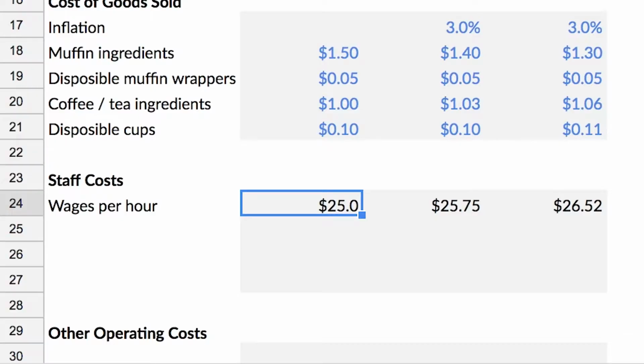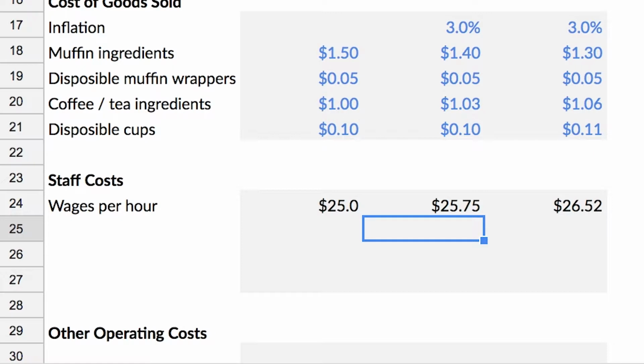What are some of the inputs we'll need for our staff costs? First thing I can think of is wages per hour. So what's it going to cost us to pay each employee per hour? Let's assume it's $25 an hour in year 1, because costs go up, $25.75 in year 2, and in year 3 it's $26.52. And if you actually look at the formula that's been put in here, that's been grown by the 3% inflation, which is that same input in row 17.